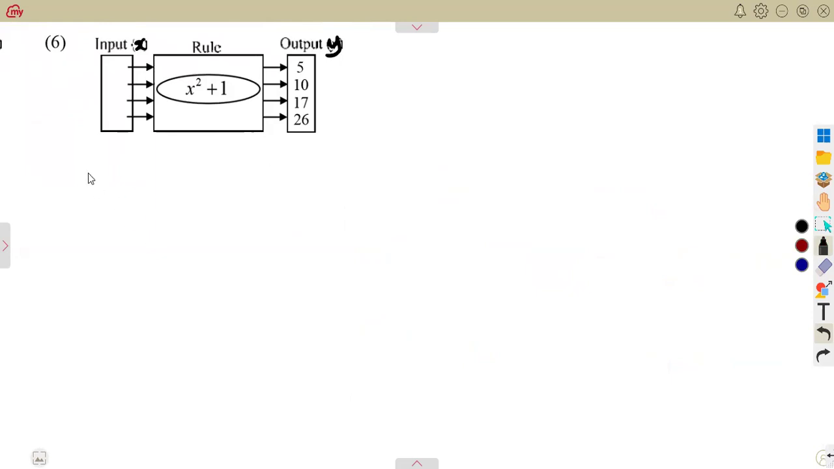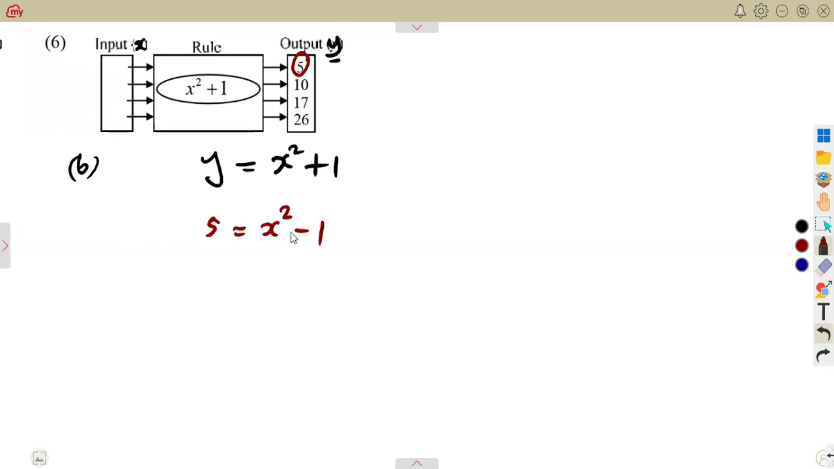Considering this question, which is our question 6, we are given again output y is equal to the rule, which is x squared plus 1. Okay. That is what we are given in this case. y is equal to x squared plus 1. So let's substitute and see if we are using that substitution method, where we have to take the y value, we take it into the equation. So 5 in place of y is equal to x squared minus 1.